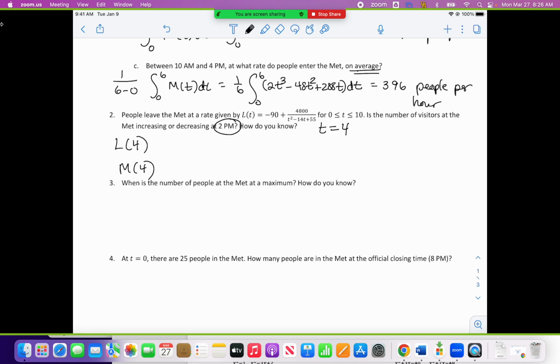Could you also do the integral of M of t minus L of t to find the same thing? That's not going to give me a rate. That's going to give me number of people. But yeah, good question. You're on to something a little later. We will end up with an integral for something.